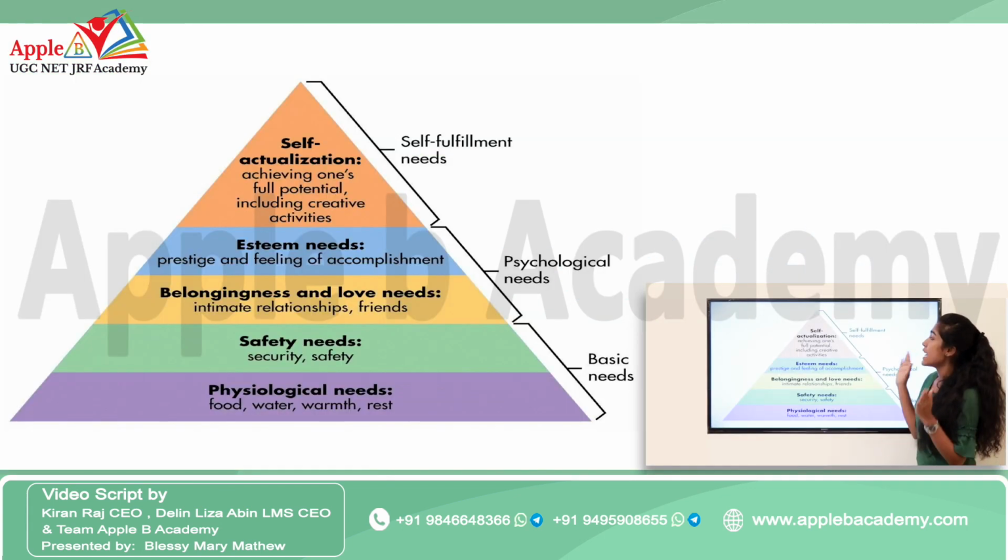So here you have the hierarchy of needs that was proposed by Maslow. We have the physiological needs, which include food, water, warmth and rest. These are some examples of our physiological needs, and then we have the safety needs, which are above the physiological needs in the hierarchy.